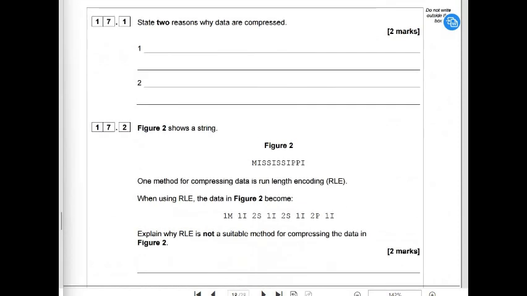17. Need to state 2 reasons why data are compressed. 1 is to reduce file size, and 2 uses less memory. That is what I would say there.